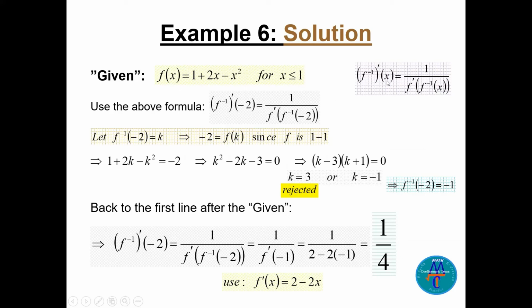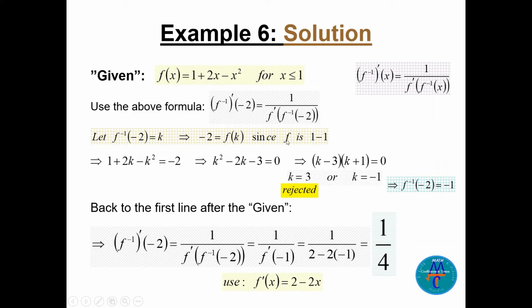I can use this formula here. So it will be 1 over f prime of f inverse at -2. I need this value inside the bracket here, f inverse at -2. So I call it k or m, whatever letter you like. Let this value inside the bracket, f inverse of -2, be equal to k. Take f of both sides here. So -2 will be f of k.